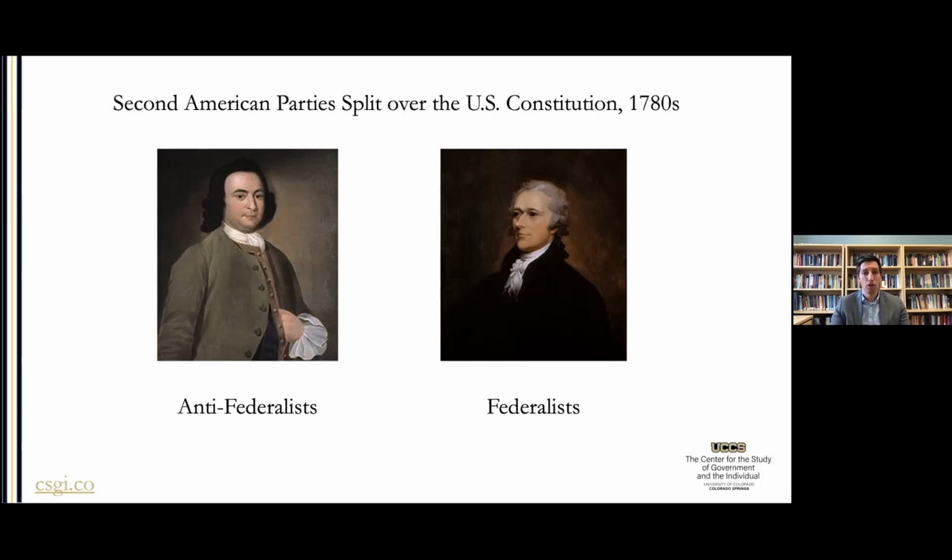But Hamilton was also at the Philadelphia Convention, and he worked strenuously along with James Madison to get the Constitution ratified by the American people. And he joined Madison in writing those Federalist essays in New York newspapers, trying to convince New Yorkers to ratify the Constitution. So those were the first two party splits in American political history.